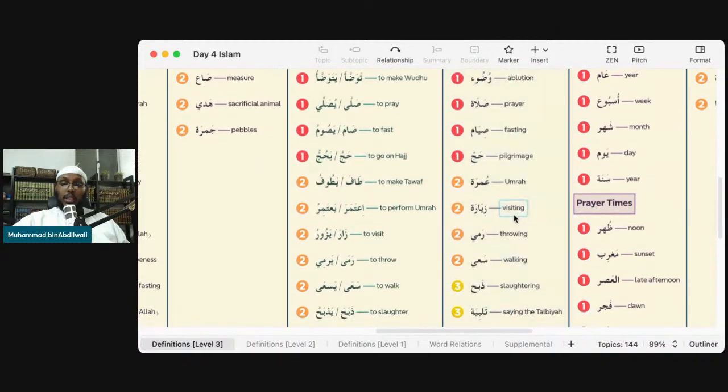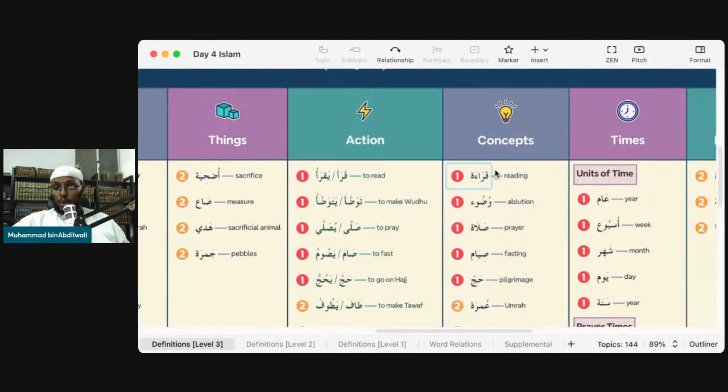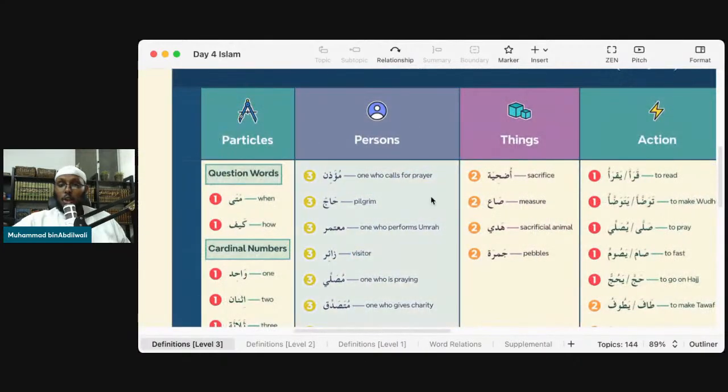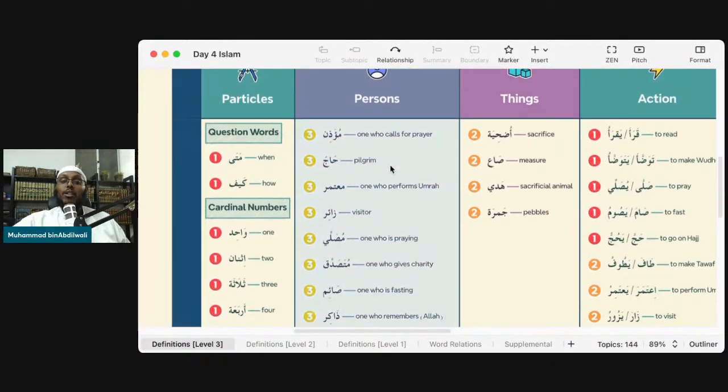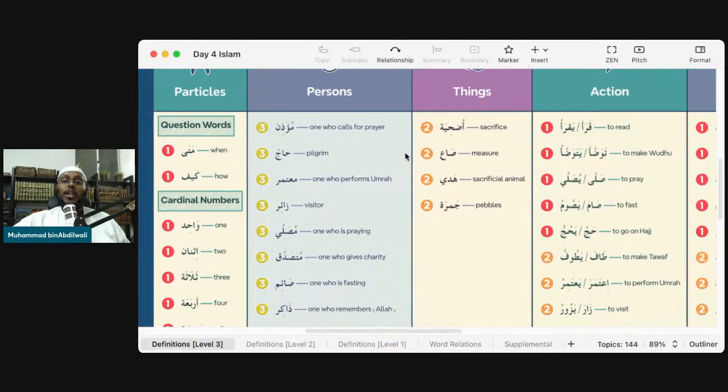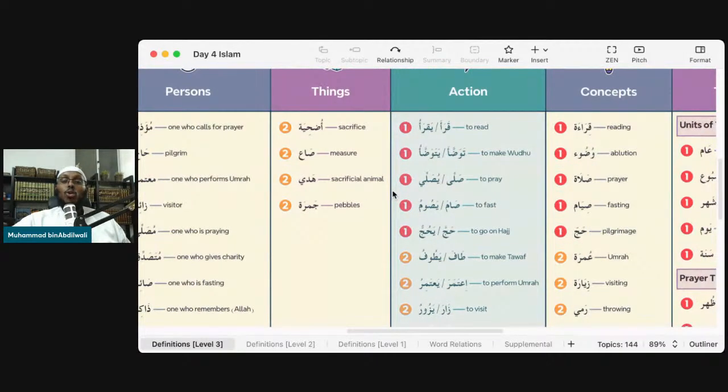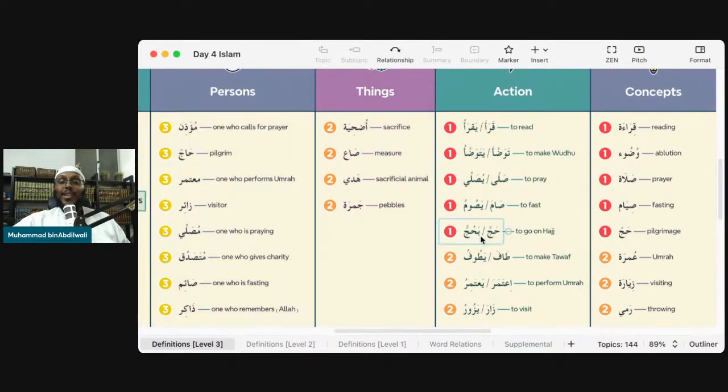Let's say we can't really use concepts with verbs. Concepts don't normally do verbs. So let's go to persons. Hajj. What does Hajj do? Pilgrim. الحاج يحج. The pilgrim is making Hajj.